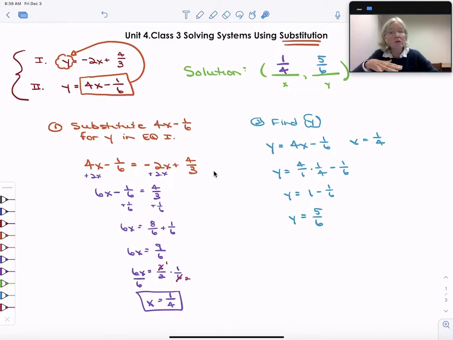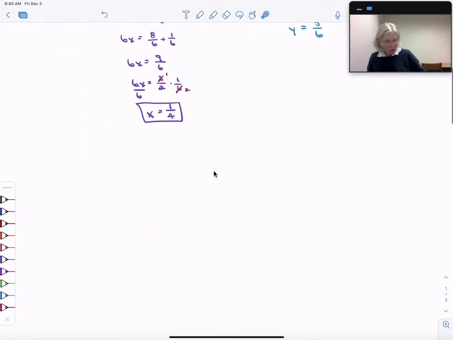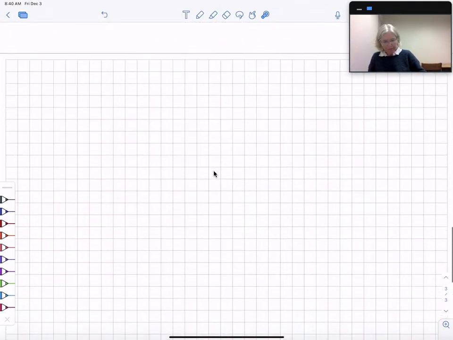Here's one called substitution. And we found that the point 1/4, 5/6, if we substitute 1/4 for x and 5/6 for y, both equations are true. We're going to do one more example, and then it's going to be time for you to practice. I'm going to scroll down to get some more space.